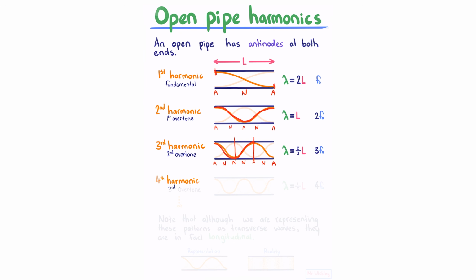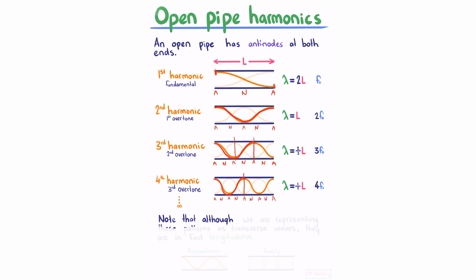For the fourth harmonic, third overtone, we add in yet another node, and if we divide this length by 2, we can see that half of the length goes peak to peak, which is a full wavelength, so our wavelength is half L. And our frequency is 4 times the fundamental, and this continues all the way up to infinity.